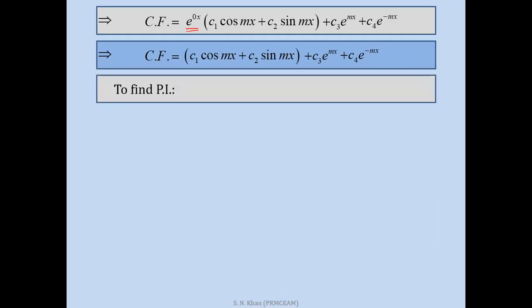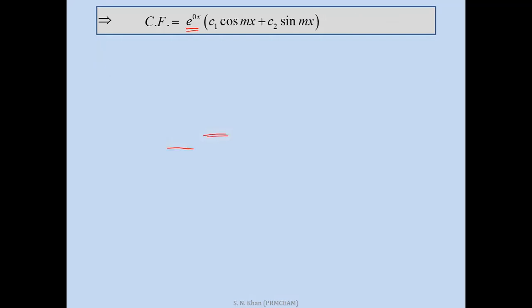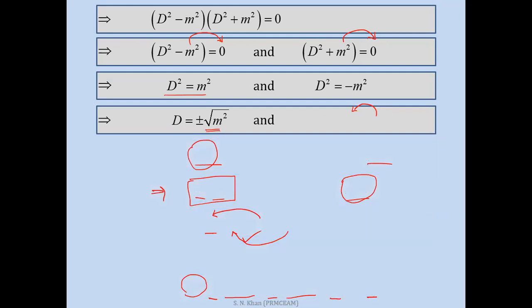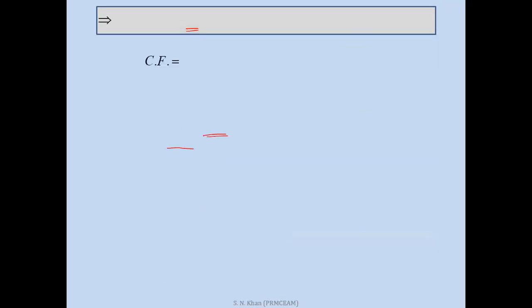Now, the second part of the problem, we have to find PI. The formula for PI is PI equals 1 upon f of D operating on capital F of x. So here we need the value of the operator f of D and the value of the function capital F of x, which is present on the right hand side of the given differential equation. Let's check the values one by one. The value of the operator f of D is D to the power 4 minus m to the power 4, and the value of capital F of x, the function on the right hand side of the equation, is sin mx. So substituting these values in the formula of PI.